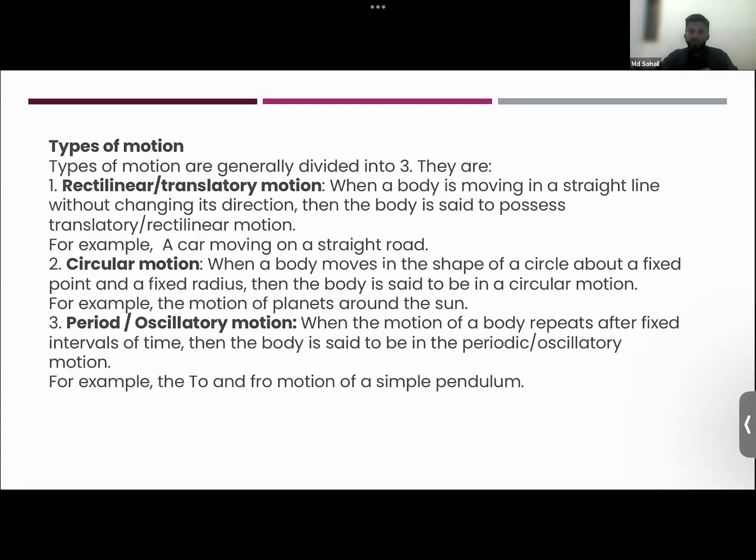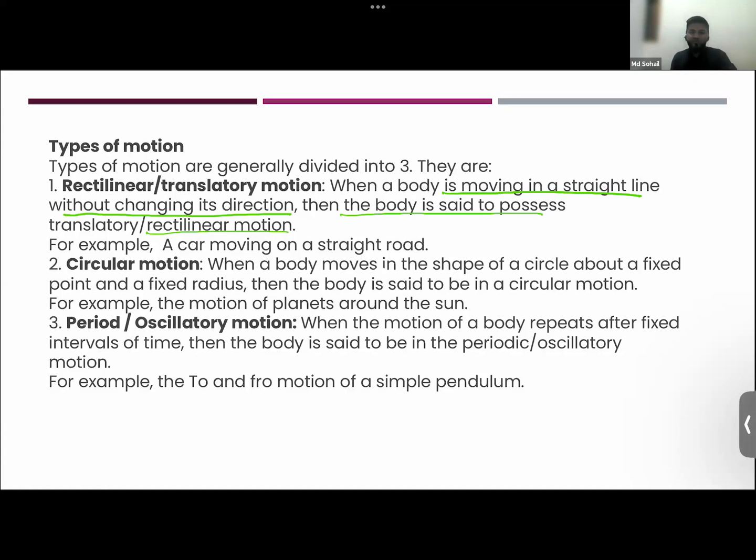In your previous class, you must have studied different types of motion: rectilinear motion, circular motion, rotational motion, and periodic motion, right? If a body is moving in a straight line, it is doing a rectilinear motion, also called translatory motion. When a body is moving in a straight line without changing its direction, it possesses translatory or rectilinear motion. For example, a car moving on a straight line or a person running on a straight pathway is called rectilinear motion.